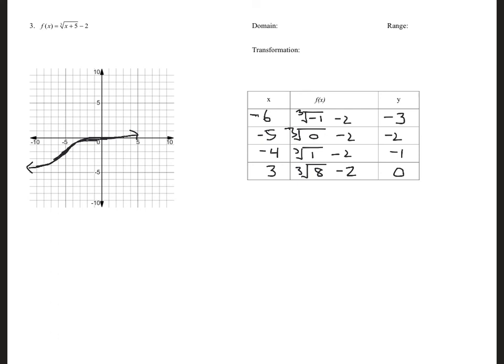So the domain is all real numbers, from negative infinity to infinity. That's going to be an open interval. And then the range is the same, negative infinity to infinity. And the transformations are 2 units down, and we also have 5 units to the left.